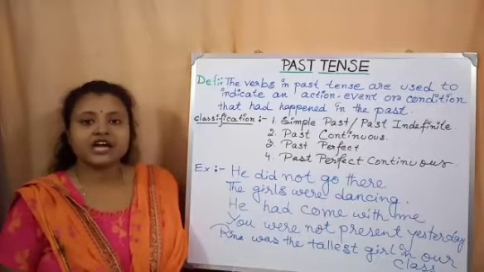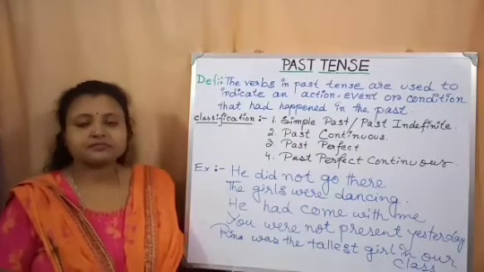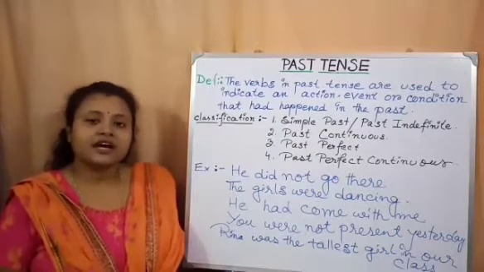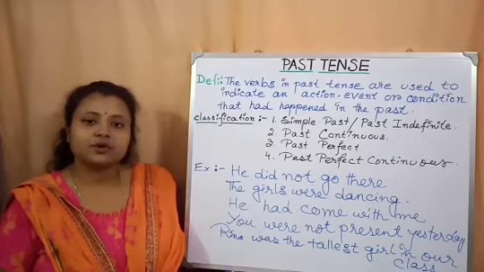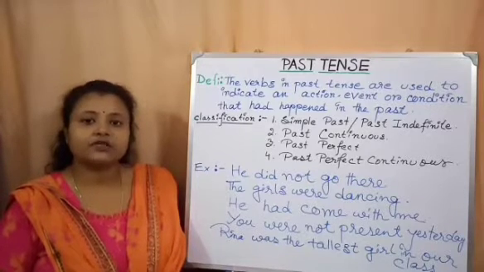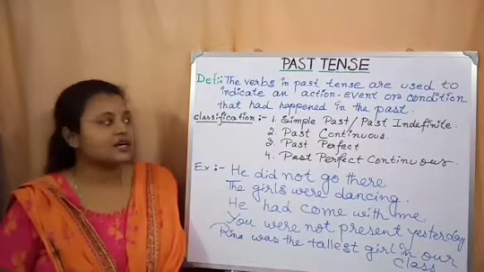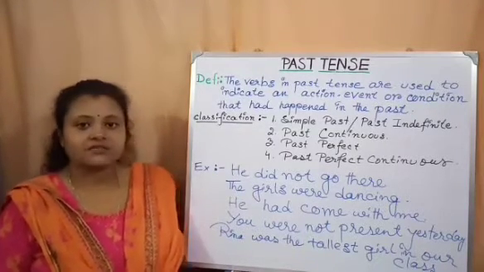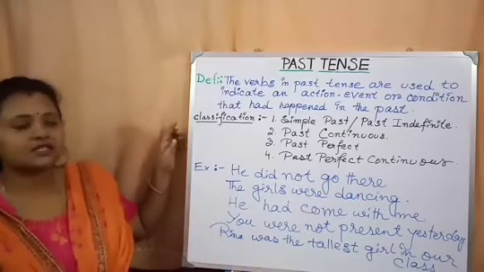In the previous class, we discussed tense with you. Tense refers to the time of action or when the action is done. There are three tenses. The first one is past tense, the second one is present tense, and the third one is future tense. Today, we will discuss past tense. So what is past tense?